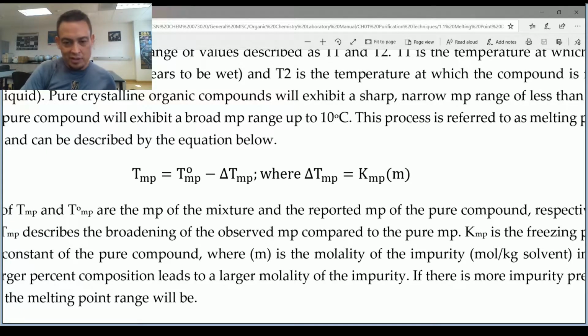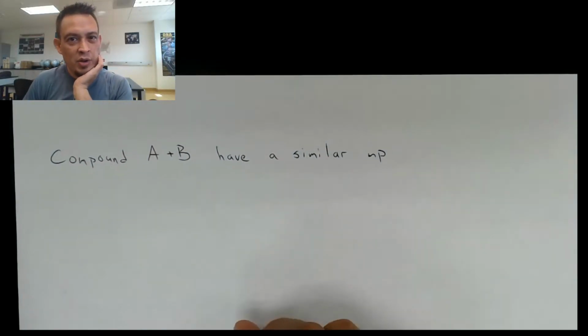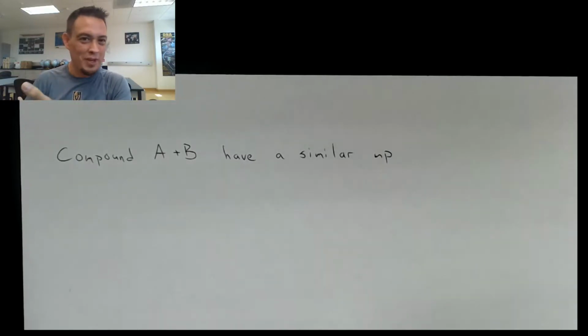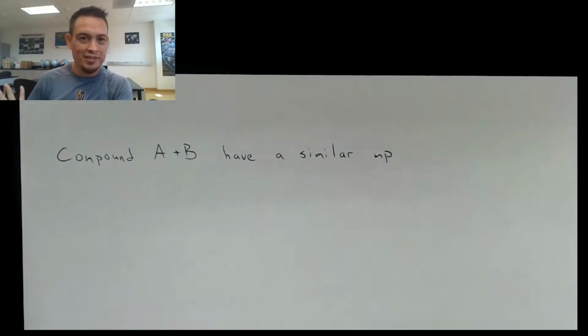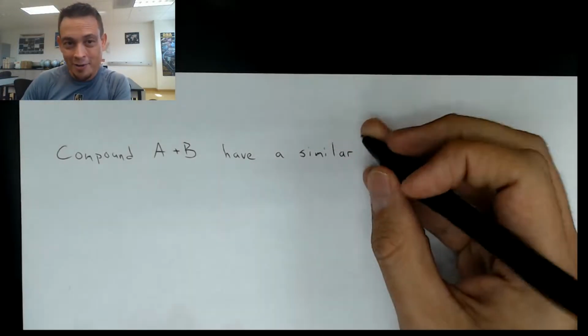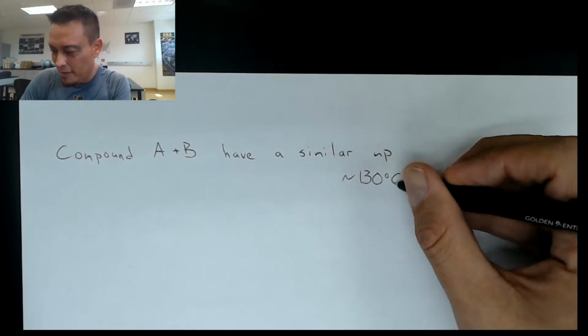I like to also show this from a graphing point of view, to see what that looks like and make a little bit more sense. All right, so let's go ahead and consider two theoretical compounds that have a similar melting point. Let's just go ahead and say that they're, theoretically, about 130 degrees C.